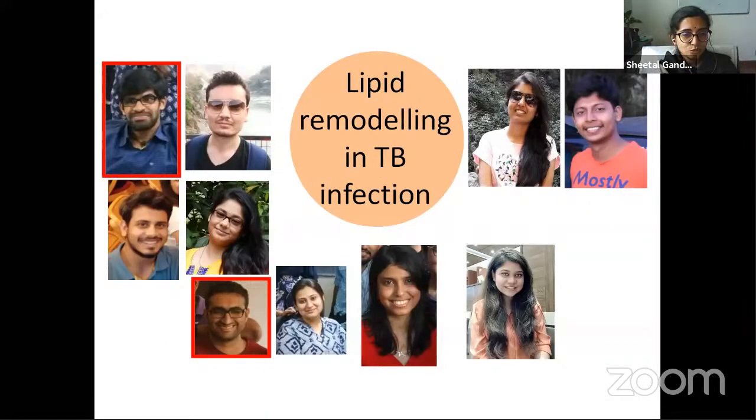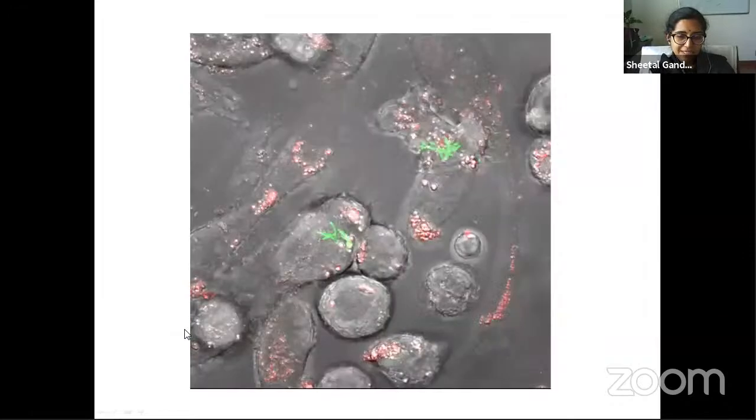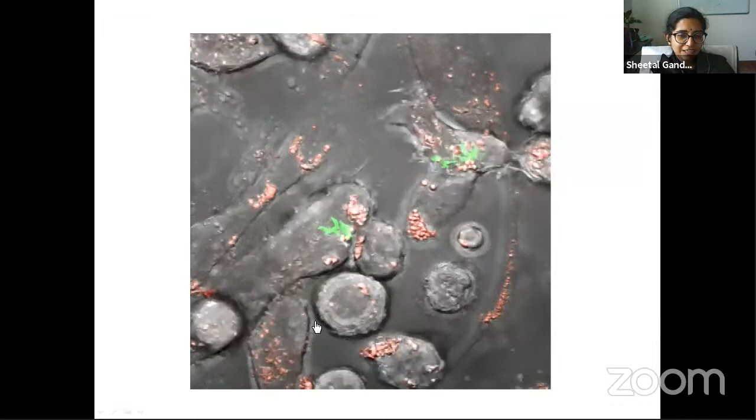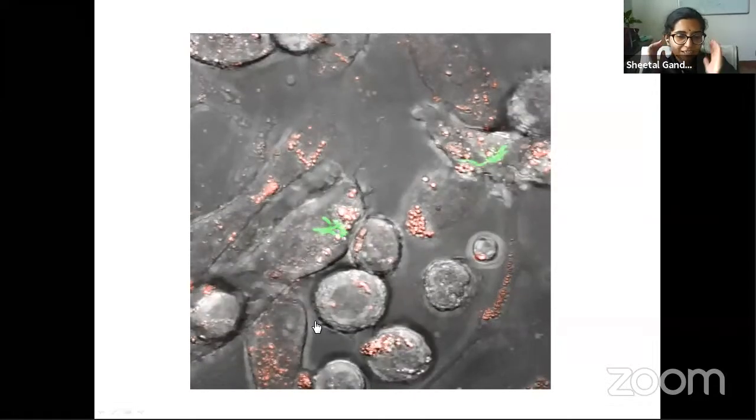And these are the students in the lab who have been working on several aspects of this lipid remodeling in TB infection, both from the standpoint of the host and the bacteria. The work that I'm going to talk about today is mostly done by Dilip here and Korup. And basically our fascination really kicked off by imaging cells under the microscope.